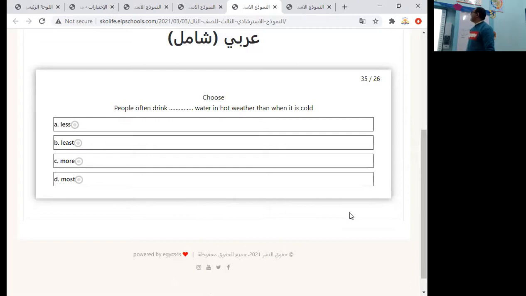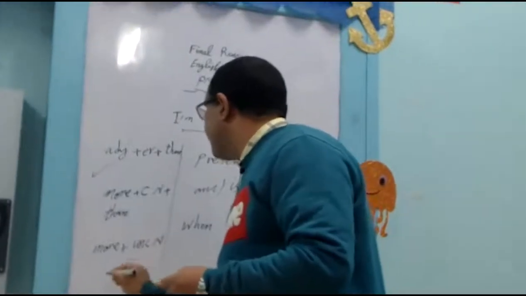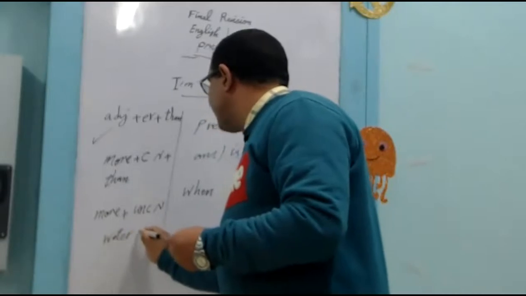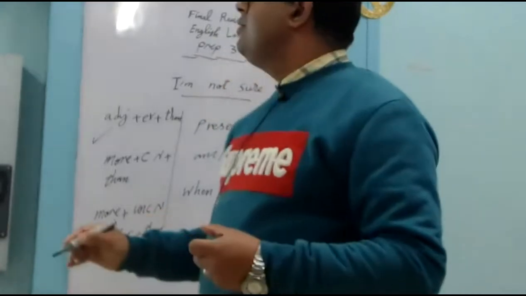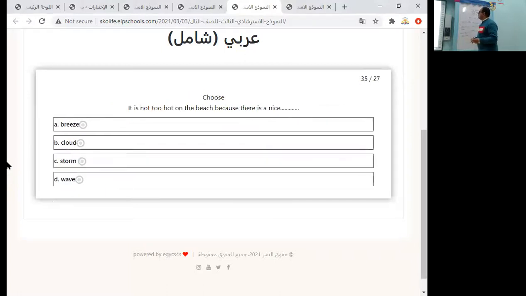People often drink space water in hot weather than with cold. Also here, it's a comparative. You compare between weather when it's hot and when it's cold. So people often drink more water in hot weather than when it's cold. Here also, more is followed by an uncountable noun, that's water, plus than. So the answer here is: people often drink more water, number C, in hot weather than when it's cold.